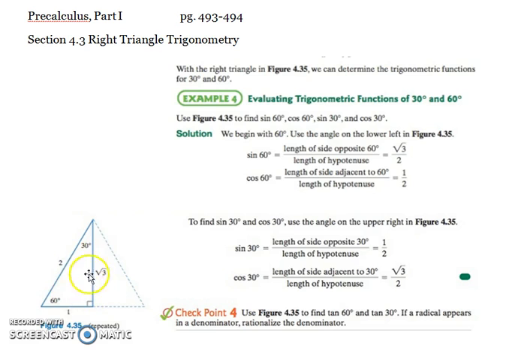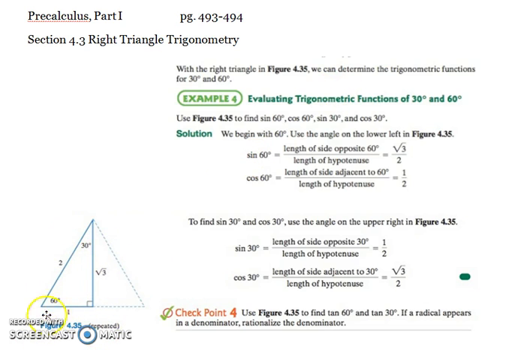So if we have a 30, 60, 90 triangle, remember that the pattern is the side across from the 30 is 1, the side across from the right angle, the hypotenuse, is double that, and the side across from the 60 is the short side times the square root of 3. Okay, so that's where these numbers come from.